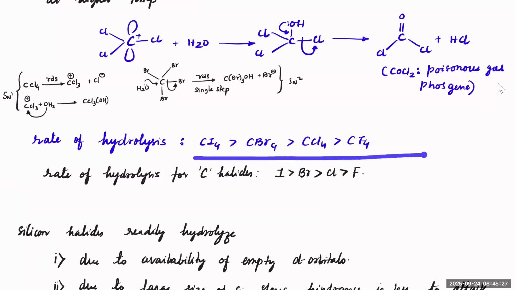Rate of hydrolysis: the better the leaving group, the better the rate here. So that's why iodine will be more than bromine, chlorine, and fluorine. Iodine, bromine, chlorine, fluorine.